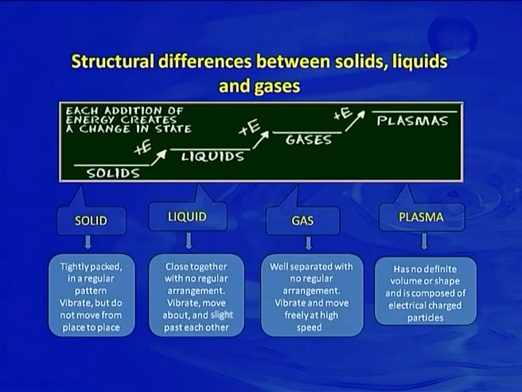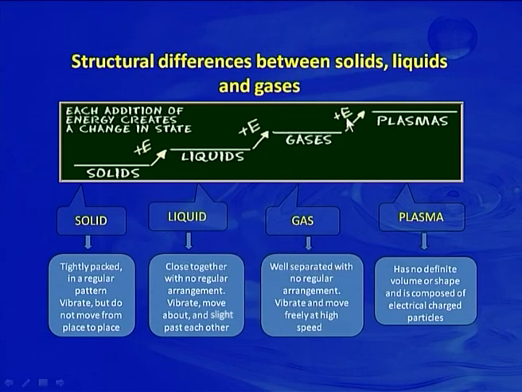Here, what is solid, what is liquid, what is gas and what is plasma? Solid: tightly packed in a regular pattern, vibrate but do not move from place to place. If we give heat, it is converted into liquid. What is liquid? Close together with no regular arrangement, vibrate, move about and slide past each other. If we give heat to liquid, it is converted into gas. In gas, the particles are well separated with no regular arrangement, and vibrate and move freely at high speed.